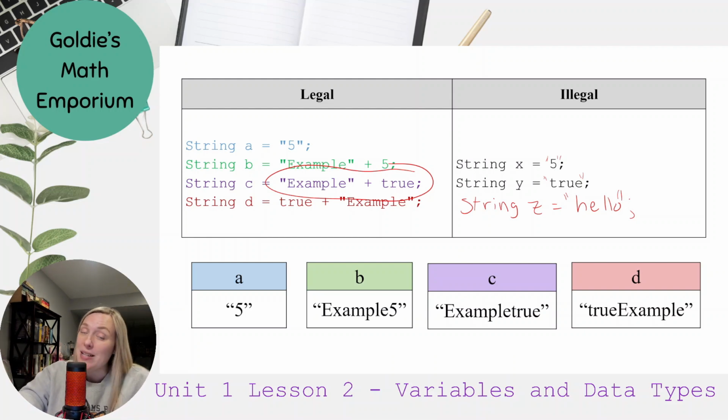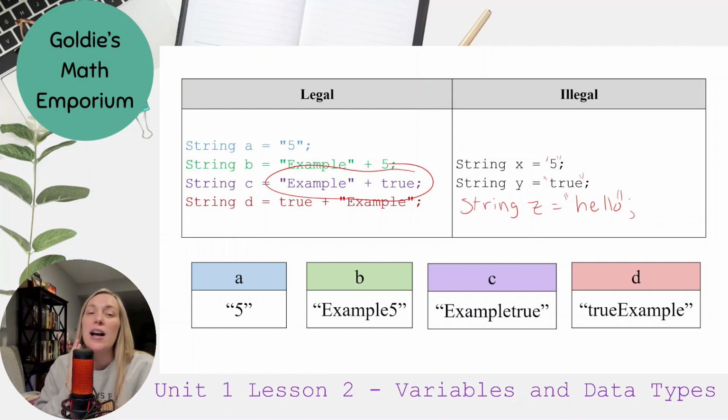So that was a rundown of all of the different data types and a little bit about declaring, assigning, and initializing them. In our next lesson, we are going to go over expressions and we're going to use these variables a little bit more in our program.